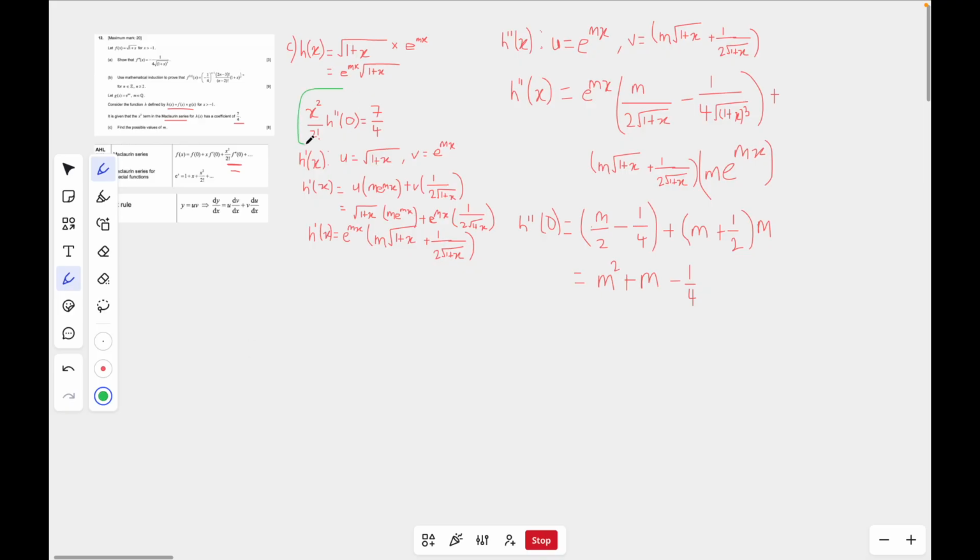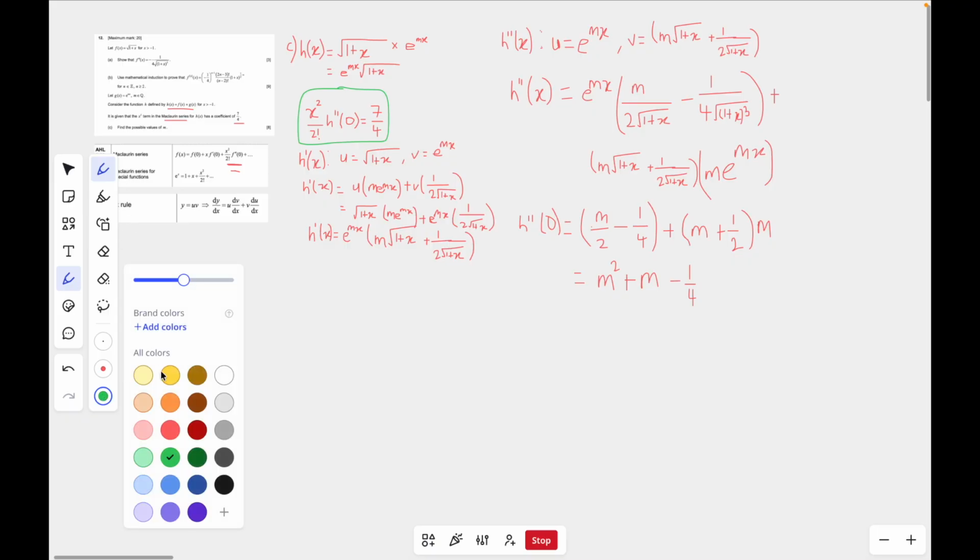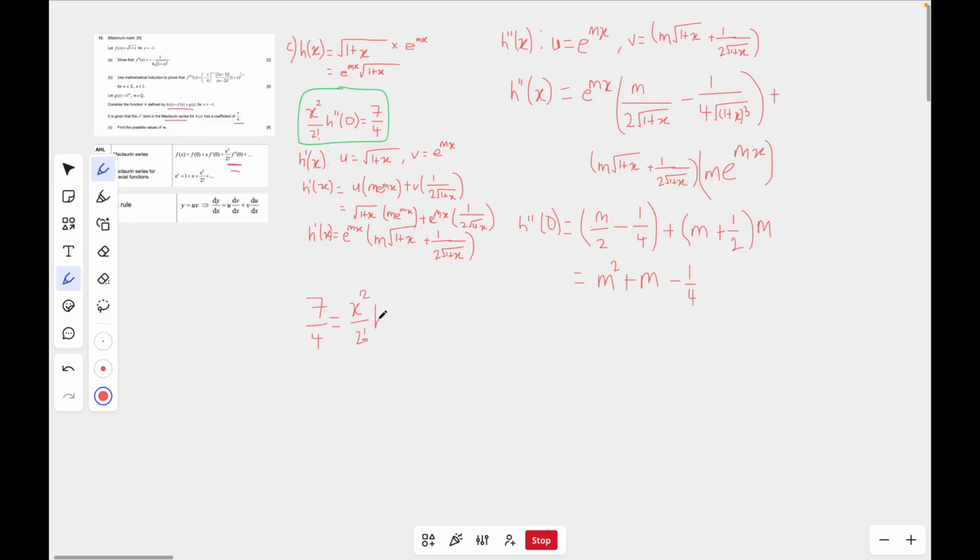Now, we make use of the Maclaurin series coefficient: the x squared term's coefficient is 7/4. As the term is represented as the second derivative over 2 factorial times x squared, we have to multiply 7/4 by 2 factorial to get the actual value, which is 7/2. We can then set 7/2 equal to m squared plus m minus 1/4, and solve for m. We multiply by 4 on both sides such that we have 14 equals 4m squared plus 4m minus 1, then subtract 14 on both sides, such that we have 4m squared plus 4m minus 15 equals 0.